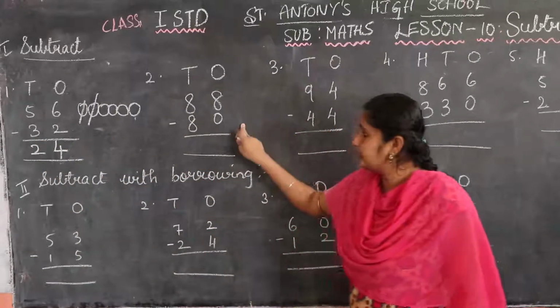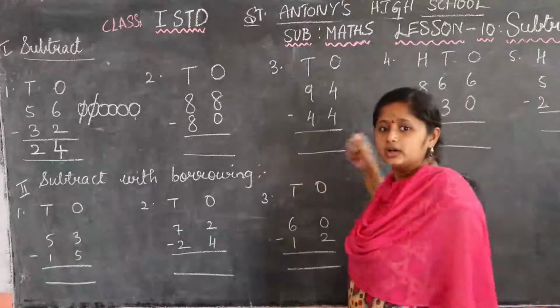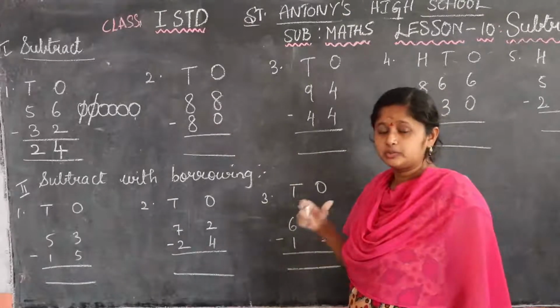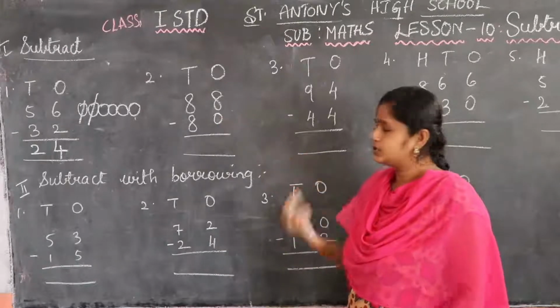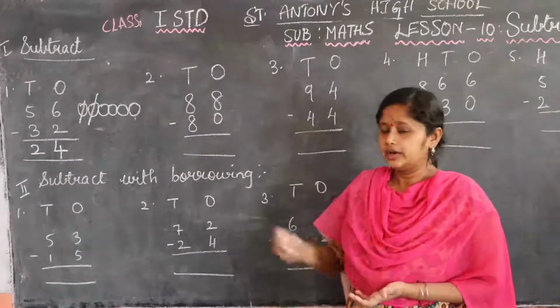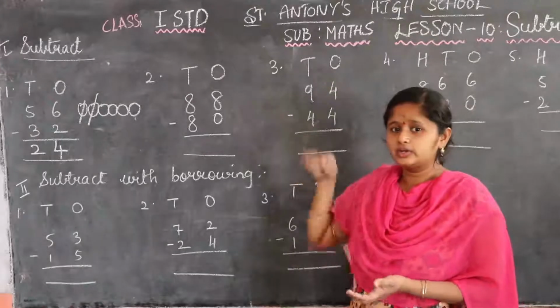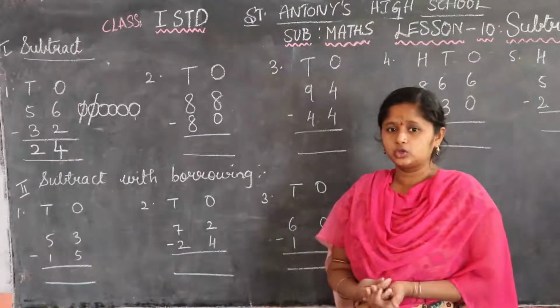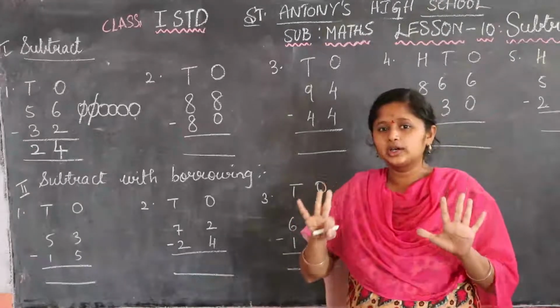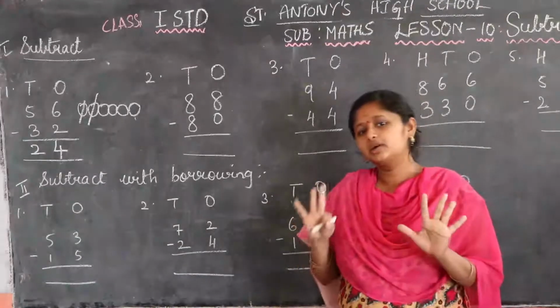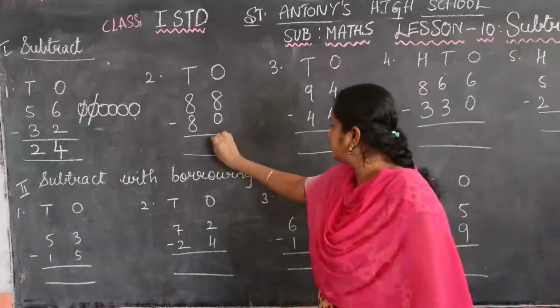Next, 8 minus 0, as we have done in the zero property. Yes, children. So 8 minus 0 is how much, children? You have 8 chocolates, and you didn't give away those 8 chocolates. So how much will be left? The same 8 chocolates will be left.